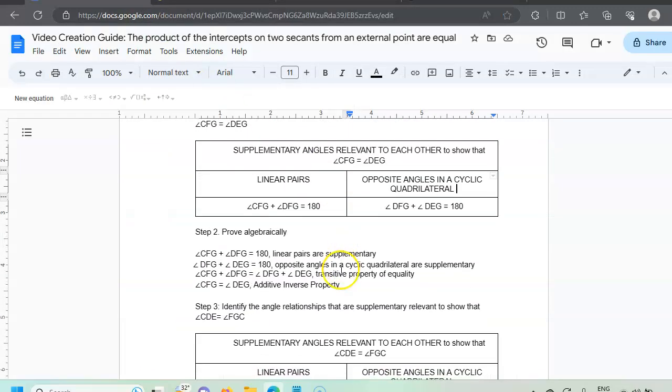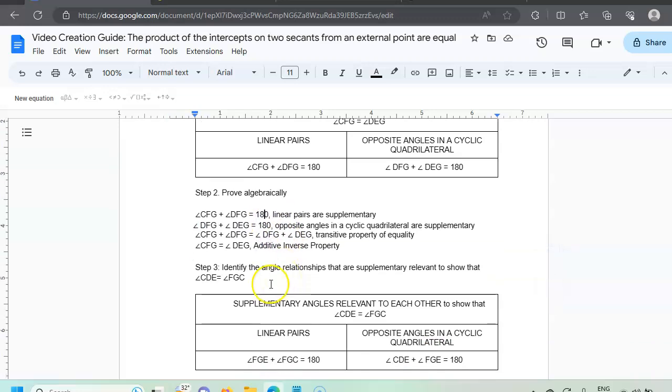Okay, so we now have this equation. The sum of linear pairs is 180, and the sum of the opposite angles in the cyclic quadrilateral is also 180. Since they are both equal to 180, then we can have this equation: angle CFG plus angle DFG is equal to angle DFG plus angle DEC. The sum of linear pairs is equal to the sum of the opposite angles in a cyclic quadrilateral, because both of them are supplementary and we are supported by the transitive property of equality.